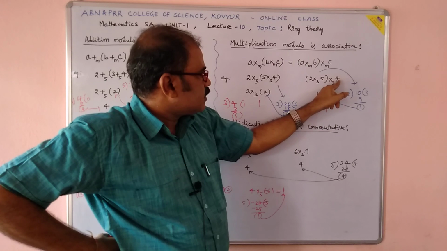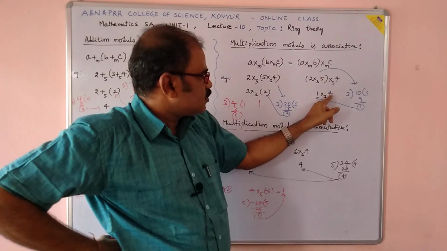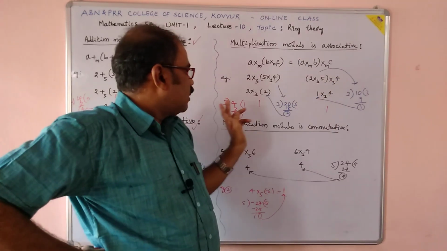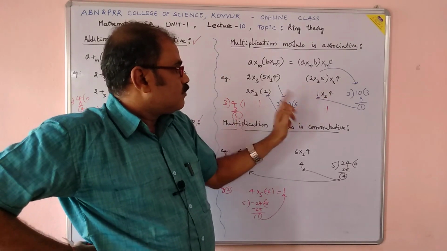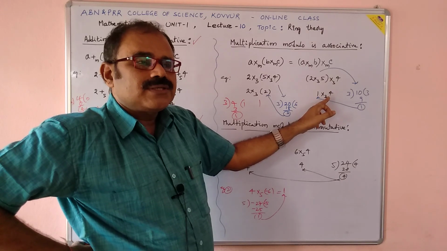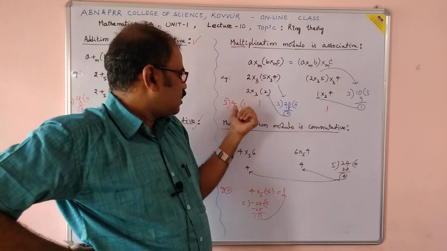And on the right hand side, it is 4. 1 multiplication modulo 3, 4. 1 into 4 is 4. Divide 4 with 3, 3 ones are 3 and remainder is 1.